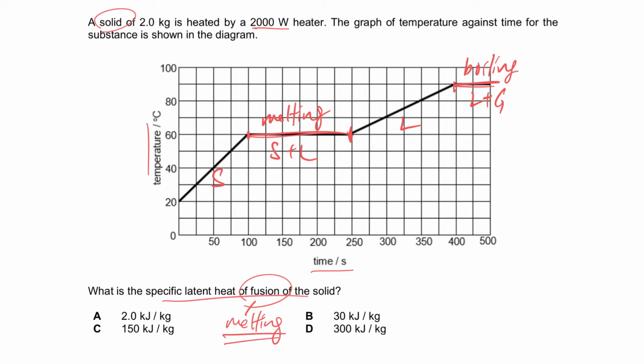Once you know all this basics, then we can go about looking for the specific latent heat of fusion, which in short is your LF. So we are assuming ideal situation where all the energy from the heater will be transferred to the substance. There's no heat loss to the surrounding. So I can actually start the equation by writing heat supplied by the heater is equal to the heat gain by the substance.